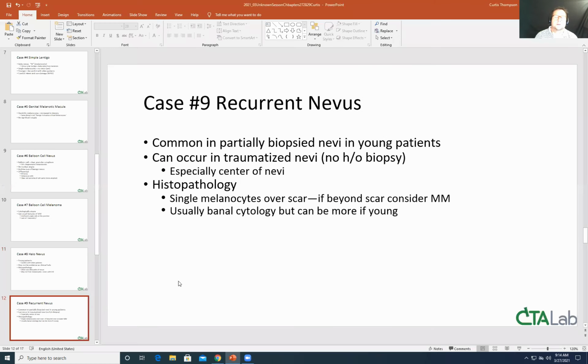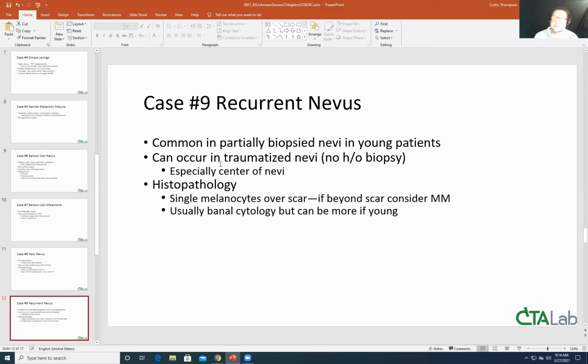So this is a recurrent nevus, and these are really, really, really a challenge in dermatopathology. Very common in partially biopsied nevi of young patients. In any patient less than 25 years old, if it's partially sampled, I put in a comment that the nevus looks benign, but it may persist or recur given the young age of the patient. It can also occur in traumatized nevi. So you have a dome-shaped nevus, even the flat Clark's-like nevi of the trunk have a little bit of a rise to them, and they get traumatized.